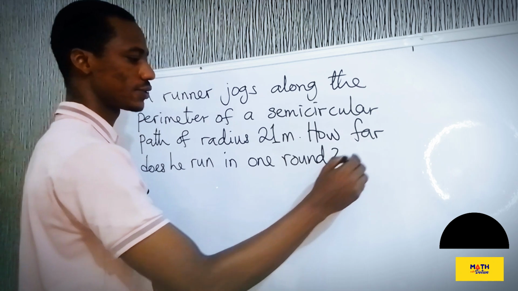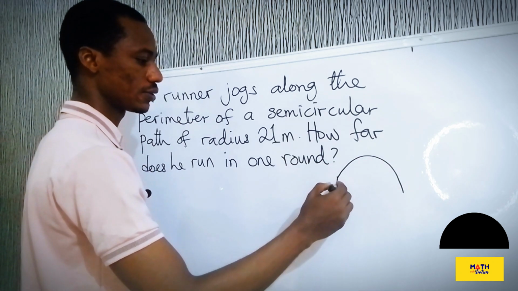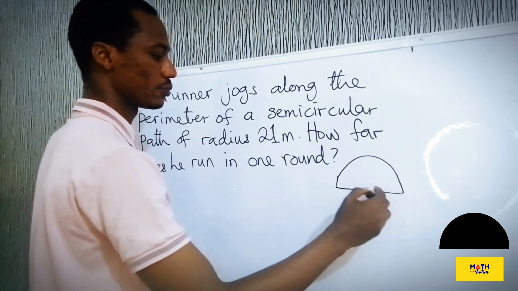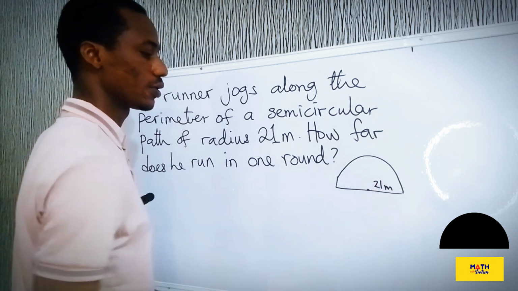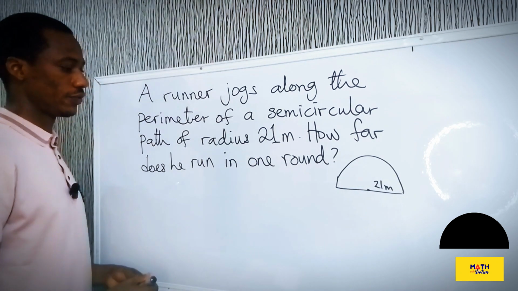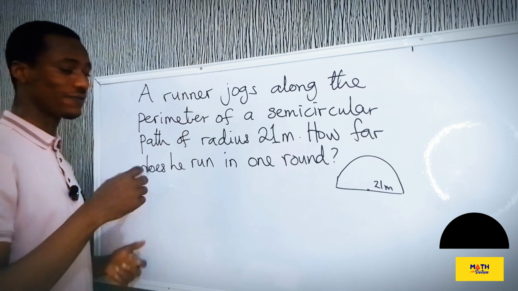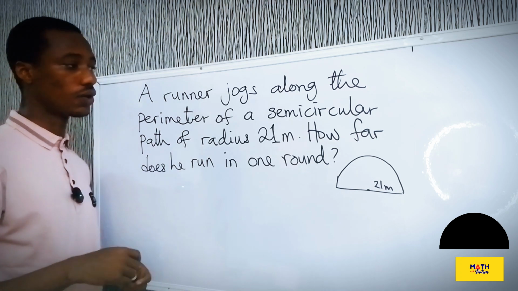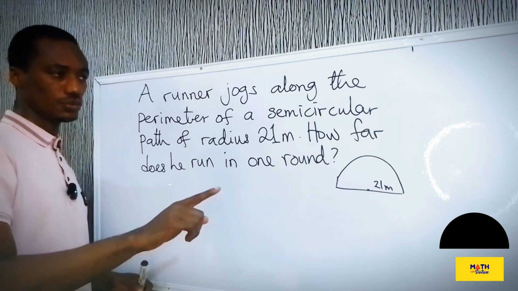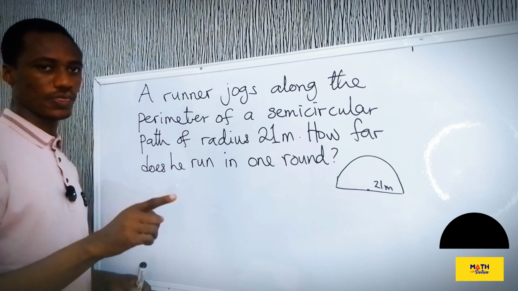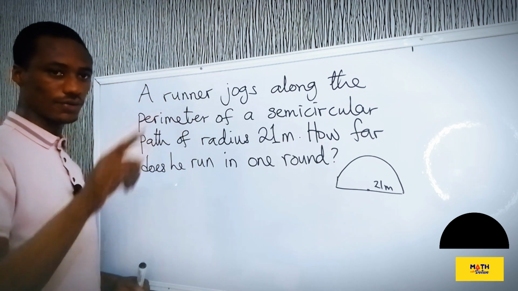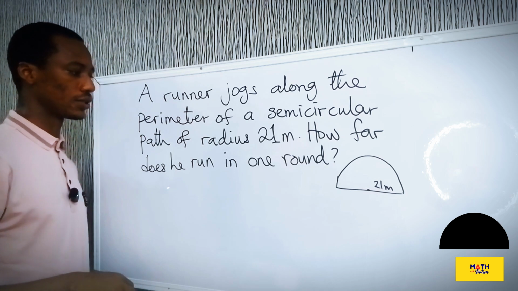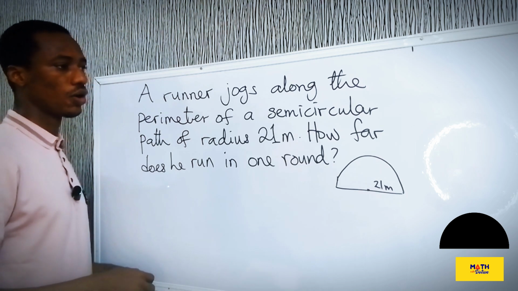So you have a semicircular path and the radius is 21 meters. All right, so that means if you want to know how far he runs in one round, he would have gone round the semicircle. So that's the total distance around the semicircle, and that's the perimeter of the semicircle.